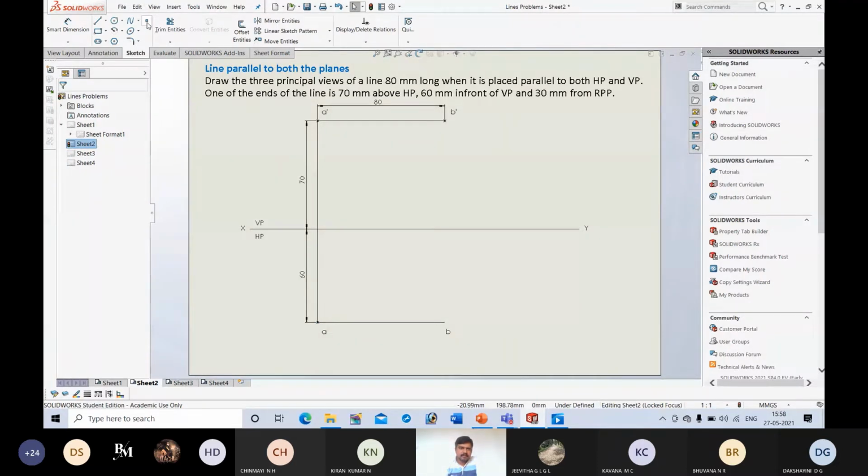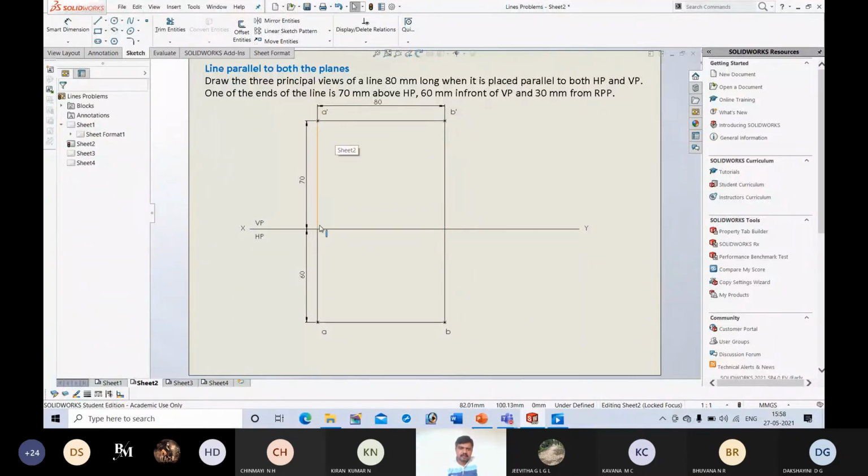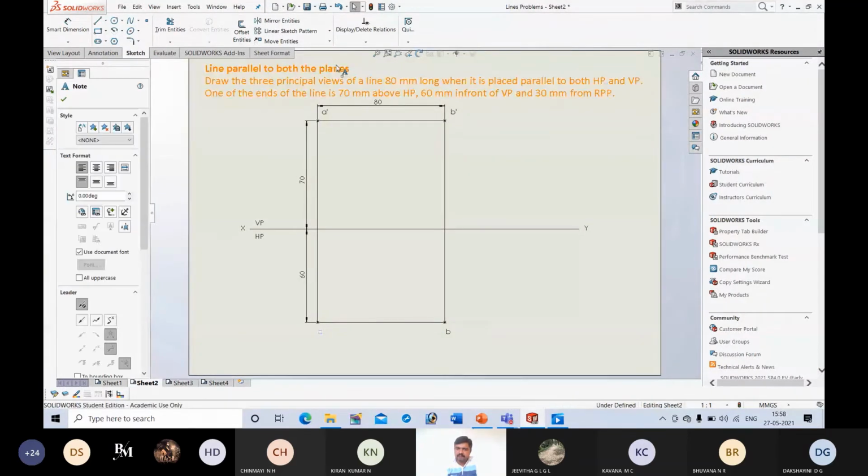Okay, next, again, there should be a projector between B and B dash. This is a projector. So for the front view, A dash should lie on a single projector. Again, B dash is the front view of point B, and the top view of point B is just B. Here we are projecting points A and B, then connecting them. So this is the front view of the line. A dash B dash is the front view of the line and AB is the top view of the line.